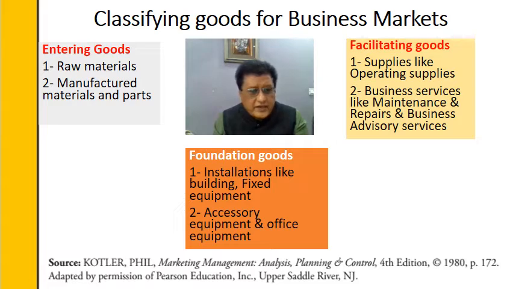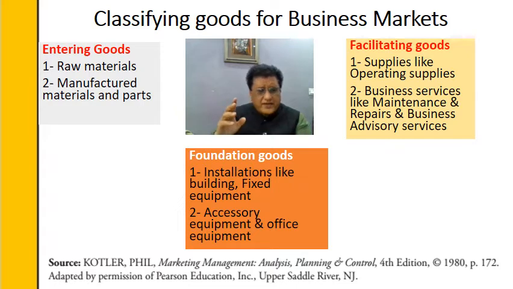Entering goods consist of raw materials. For example, if you are in the business of making bread, you'll need wheat flour, or if not wheat flour, at least wheat. Only then will you grind the wheat and make a powder of it, and only then will you make bread. So entering goods are something like raw material, for example wheat in the case of a farm product, or natural products. Like if you are in the business of making fencing, galvanized iron fencing, which is hot dipped galvanized so that it doesn't rust.